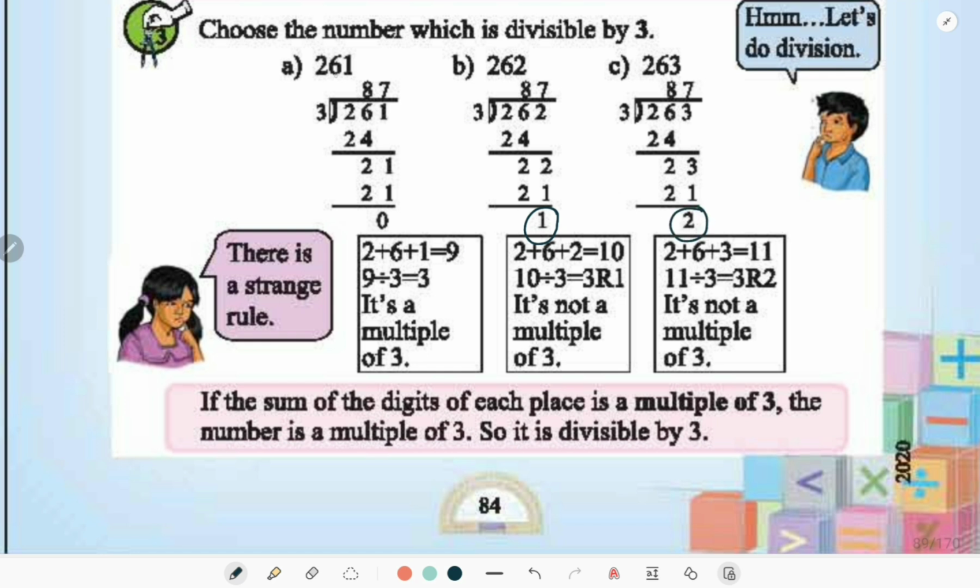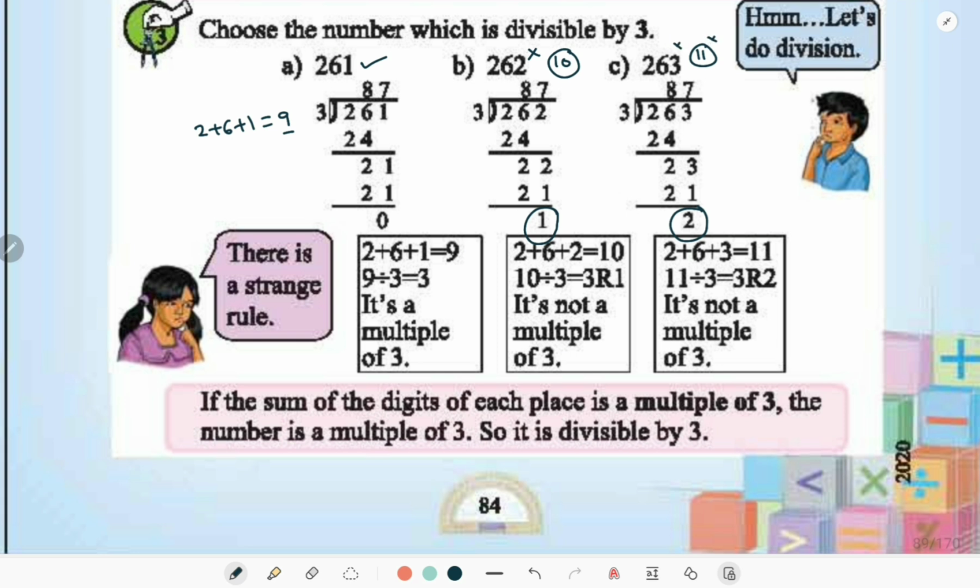Okay, now you add 2, 6 and 1, what will you get? You will get 9, right? 9 is divisible by 3, so 261 is also divisible by 3. What about sum of 262? It is 10. 10 is not divisible by 3 and the number is also not divisible by 3. What about 263? That is 11. 11 is not divisible by 3 and 263 also not divisible by 3.